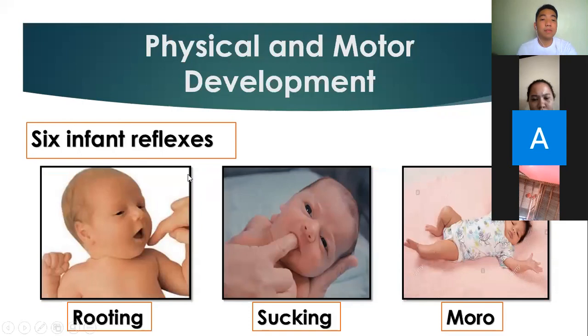this is the rooting reflex. When you touch the corner of the baby's mouth, the baby follows. Okay, this is the sucking reflex. When you touch the baby's upper corner of his or her mouth, he or she will suck. Then this is the Moro reflex.